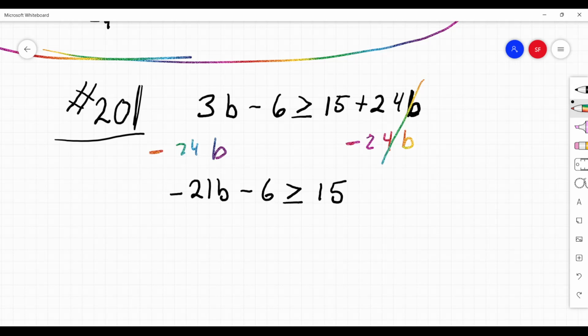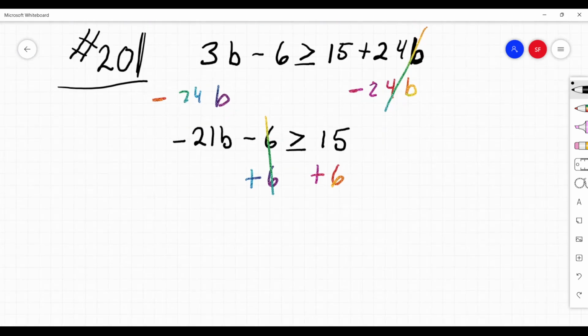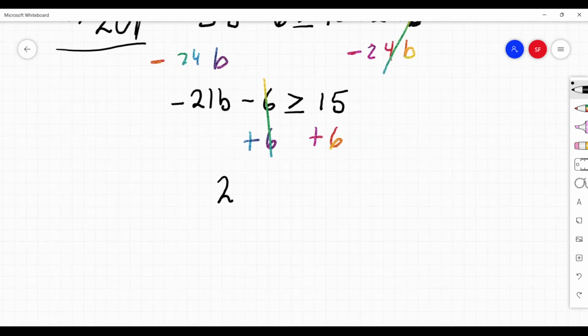Now what? Add 6 to both sides. That sounds fine. It's 15 plus 6, 21. Now what? Divide by 21. Wait, isn't that a negative 21 right there? It is. Watch your signs.